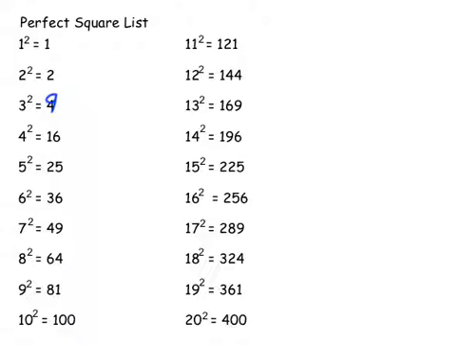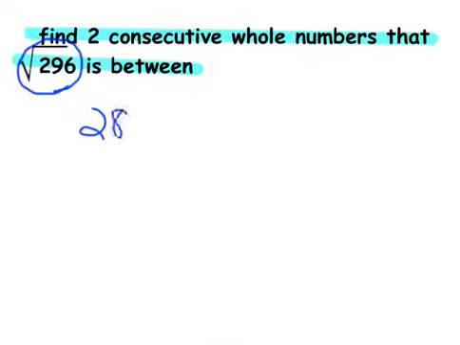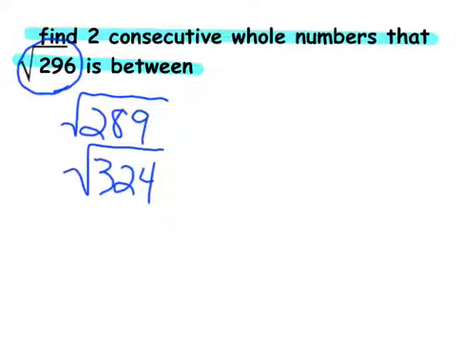296. I'm over in the 200s. I'm over here. Looking for where 296 would be. Okay, here's 289. 324, so 296 would be somewhere in the middle of these two. So what I'm going to do is go back to my other page and write those two numbers, 289 and 324. I need to find the square root of both of those because 296 is in the middle, okay?